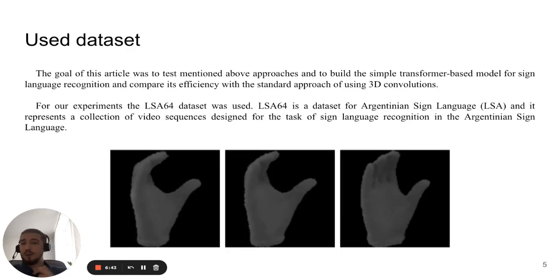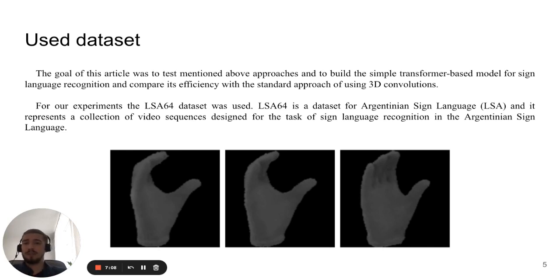So the goal of our article, or paper, was to test the above-mentioned approaches and to build a simple transformer-based model for sign language recognition and compare its efficiency with the standard approach of using 3D convolutions. We want to clarify and define on the very first level, without any neural network tricks or additional approaches, which approach could be more accurate for our task.